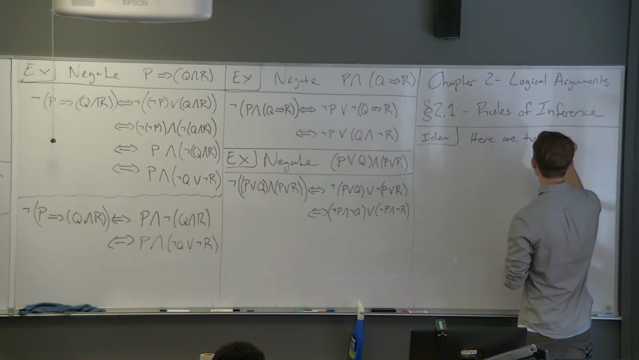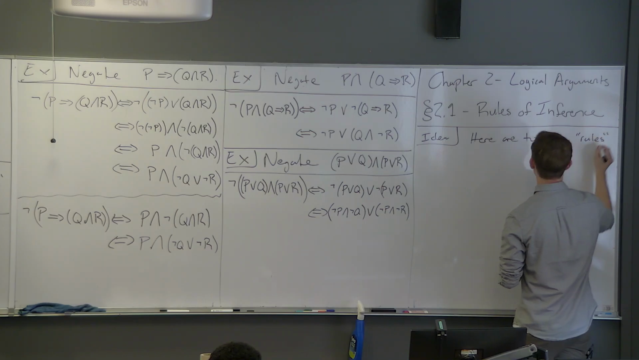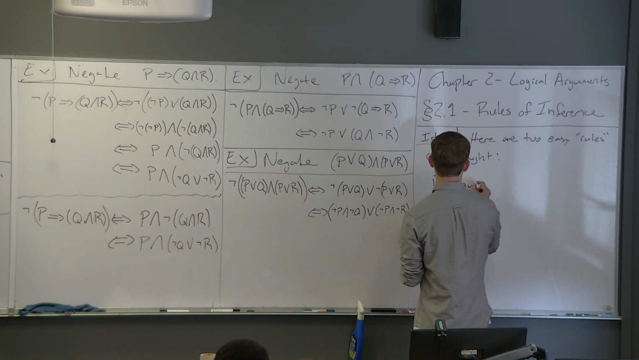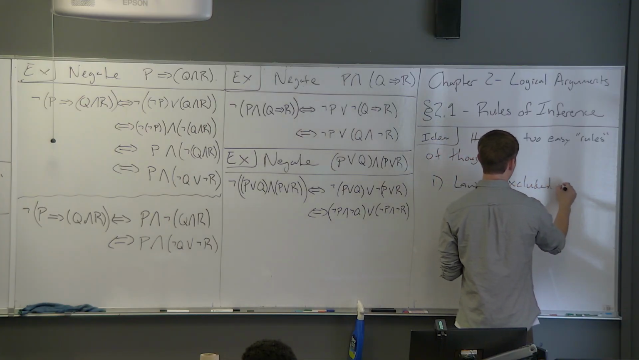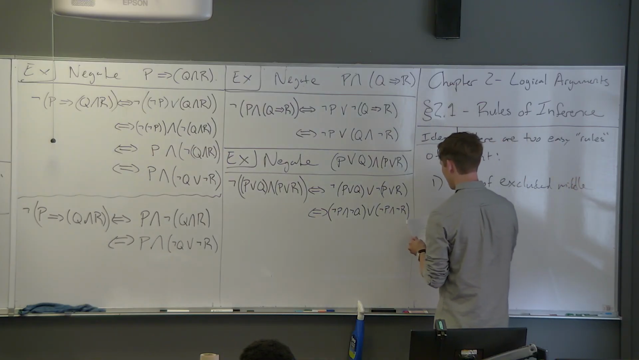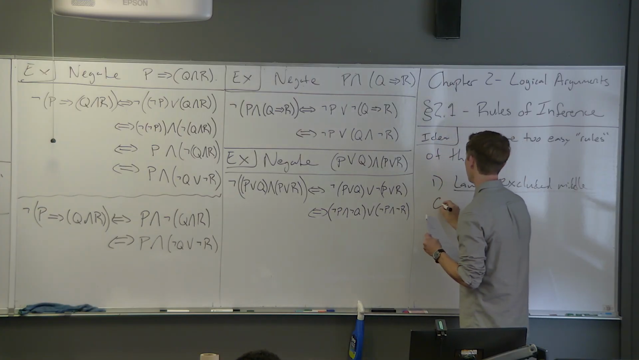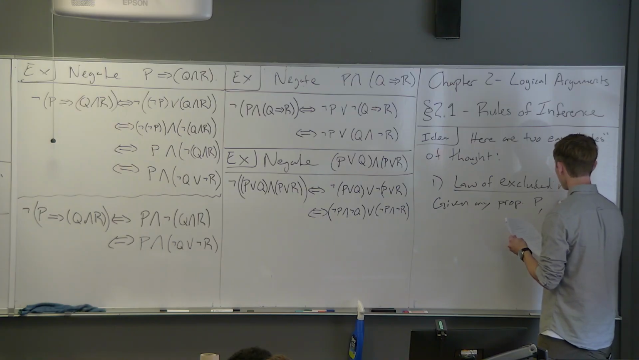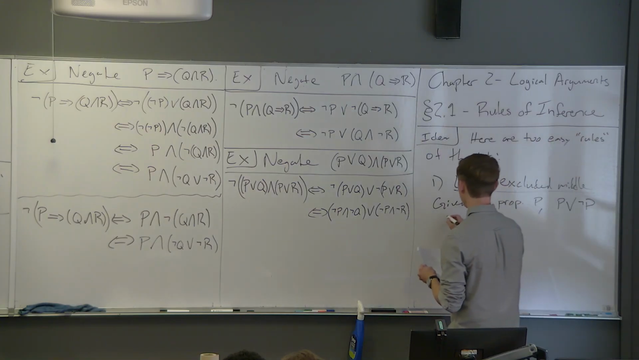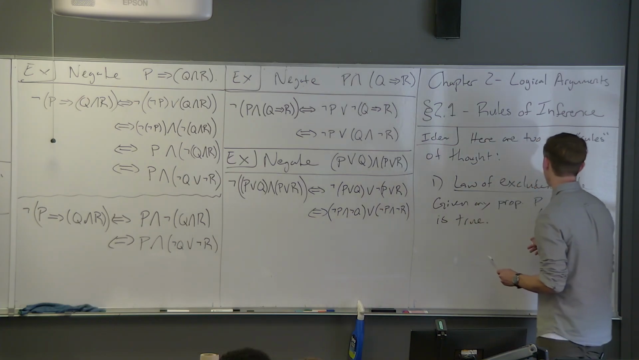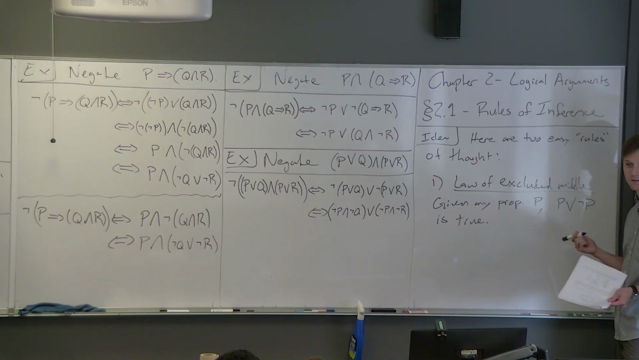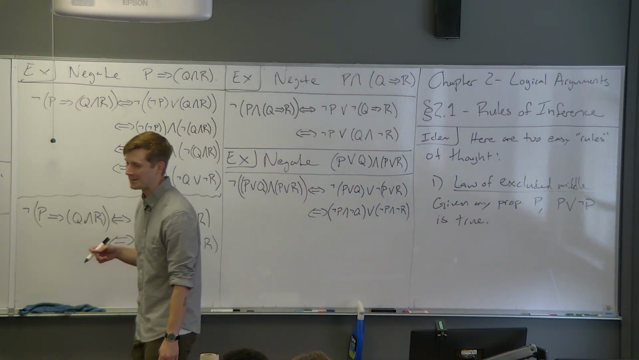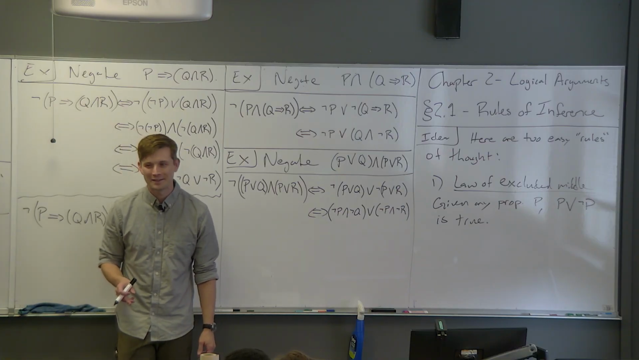Here are two easy rules of thought. One, the law of excluded middle, which says that given any proposition P, P or not P is true. That is, P or not P is a tautology. That's the statement. Why do we call it the law of excluded middle? Well, because we like to sound fancy, I guess. It is kind of a fancy name for a pretty obvious statement.